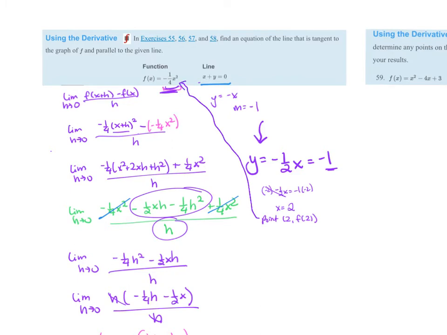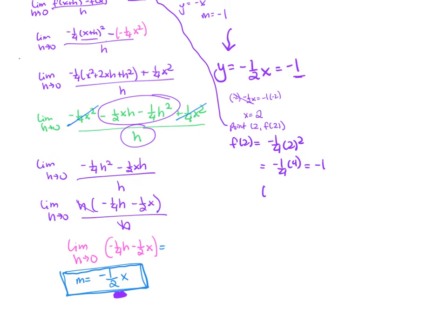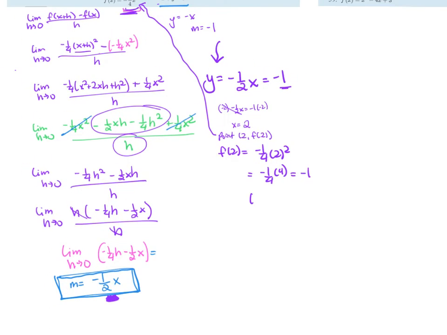So we're going to plug the point 2 into the original function. f of 2 equals negative 1/4 times 2 squared. So negative 1/4 times 4 equals negative 1. The point that we have now is 2 comma negative 1. So we have that point, and we have the slope of negative 1.